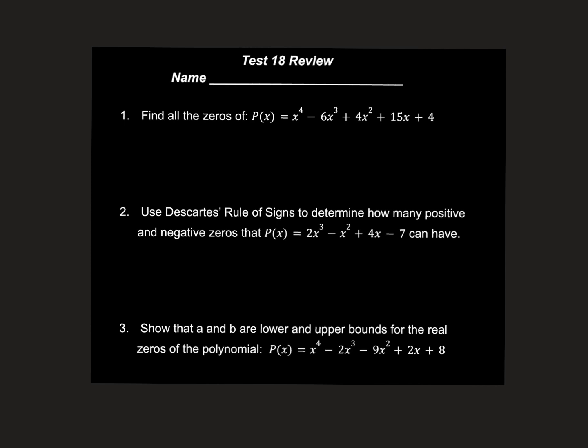All right, guys, test review number 18. Let's knock this thing out. Number 1 says find all the zeros. We always start out by making our list. This list is only going to have 1, 2, and 4 in it because the first number is 1.